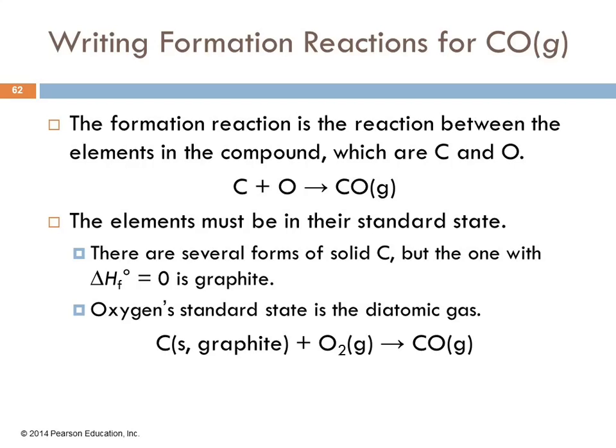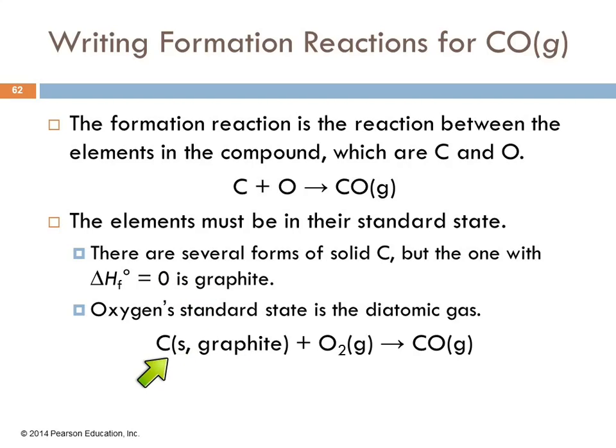I think you're going to like this method of calculating heats of reactions better than the one I showed you before our break. If we look at this reaction where we've got carbon and oxygen forming carbon monoxide, and we want to write the formation reaction, the elements have to be in their standard states. So we look for carbon in the table to find its most stable form. There are several forms of solid carbon, but the one that has a heat of formation of 0 is graphite. That's what we have to start with.